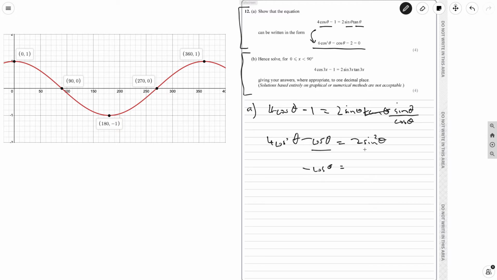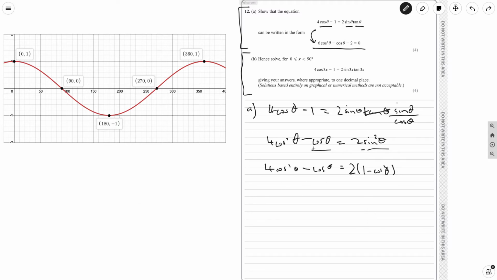Then the trick is that we need to change this sine squared theta, and sine squared theta is the same as 1 minus cos squared theta. So where does this 1 minus cos squared theta come from? Well, let's just shorten it over here. Our trig identity is that sine squared plus cos squared is always equal to 1, and we simply rearrange that and get sine squared is the same as 1 minus cos squared. This is the most common way that you would use sine squared plus cos squared is 1.